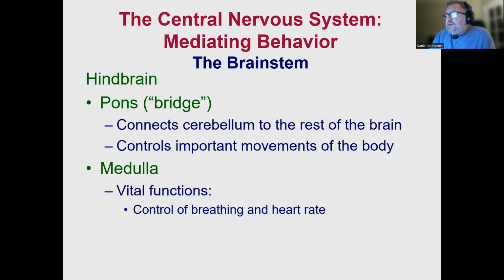Little detail about the pons here. That translates as bridge. So it's kind of a connecting bridge between the cerebellum and the rest of the brain. So it plays an important role in movement as well. And the medulla here, of course, is controlling all those vital functions.